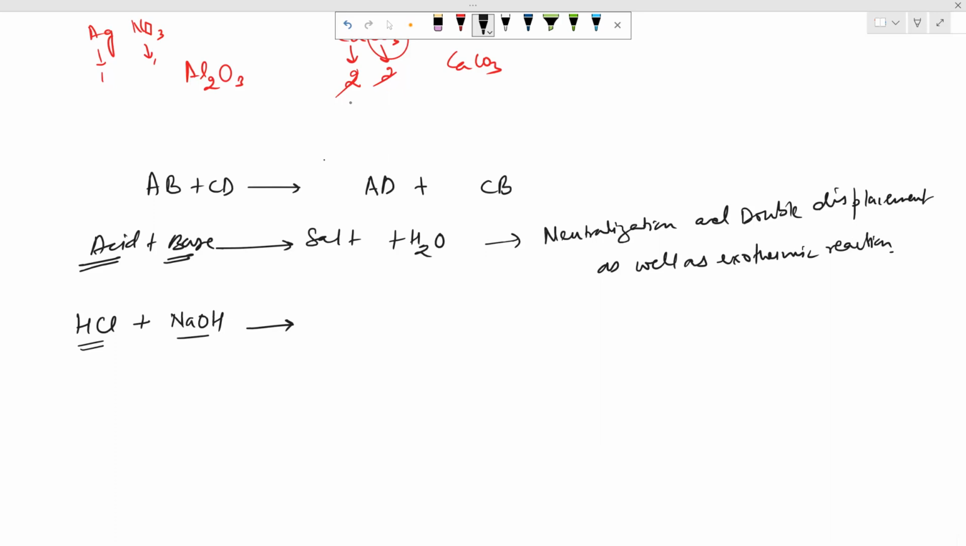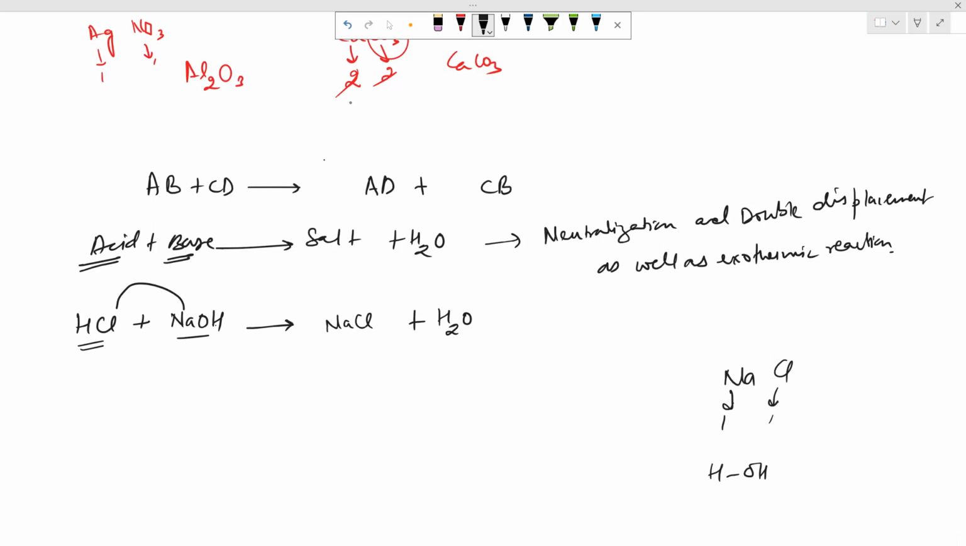So here Na and Cl will combine together to form NaCl. Na has one valency, Cl has one valency, so it will form NaCl. Plus H and OH will combine. H and OH is actually water. HOH is water, so we write it like H2O.